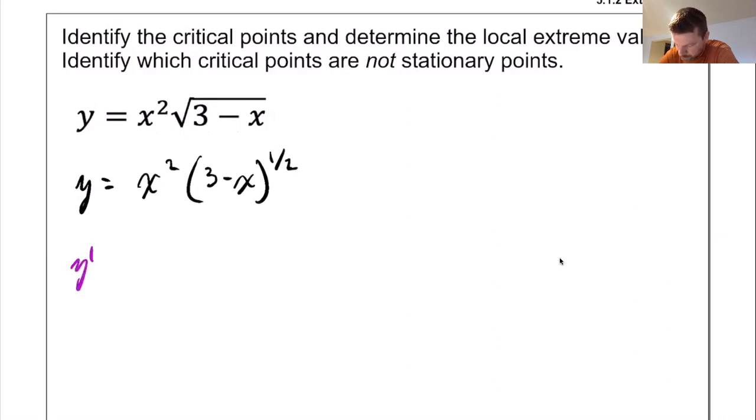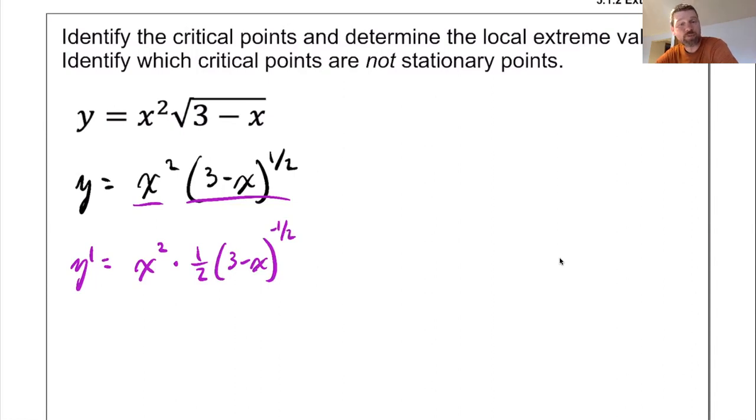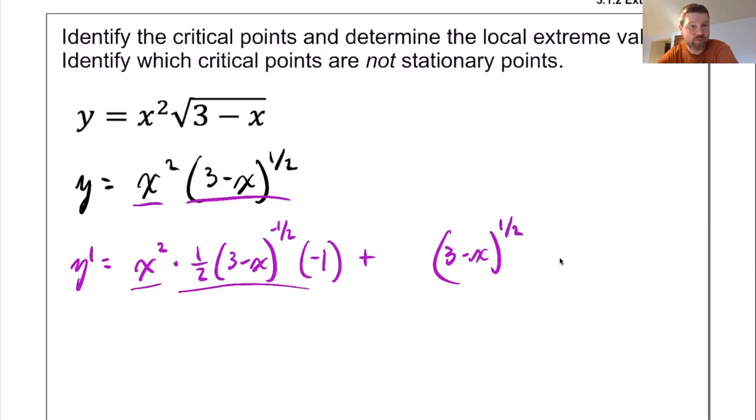All right, y prime. First times the derivative of the second. First is x squared times the derivative of the second. The 1/2 is going to come down, times 3 minus x, all to the -1/2 now, subtracting 1. Don't forget your chain rule. Multiply by the derivative of the inside. The derivative of inside is -1, so multiply by -1. Plus, finish off the product rule. I just did first times the derivative of the second, plus second times the derivative of the first. Second is 3 minus x to the 1/2. Derivative of the first is just 2x. All right, you can leave your answer like that.